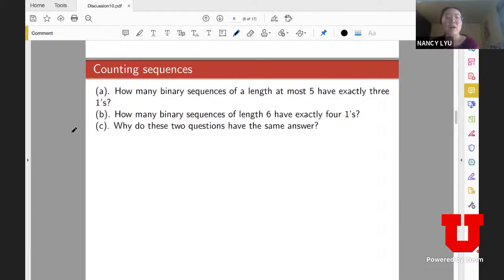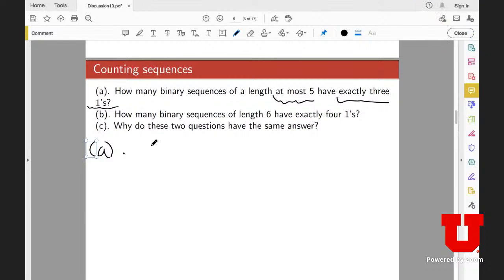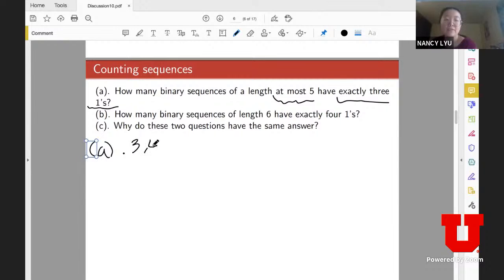The first one asks how many binary sequences of length at most 5 have exactly 3 ones? So we're given the binary sequences, and we know that the length has to be at most 5. We also want to have exactly 3 ones. What does this tell you about the possible lengths of the binary sequences? From 3 to 5. Yep. You can have length 3, length 4, or length 5, because you want to make sure you have exactly 3 ones in the binary sequences.